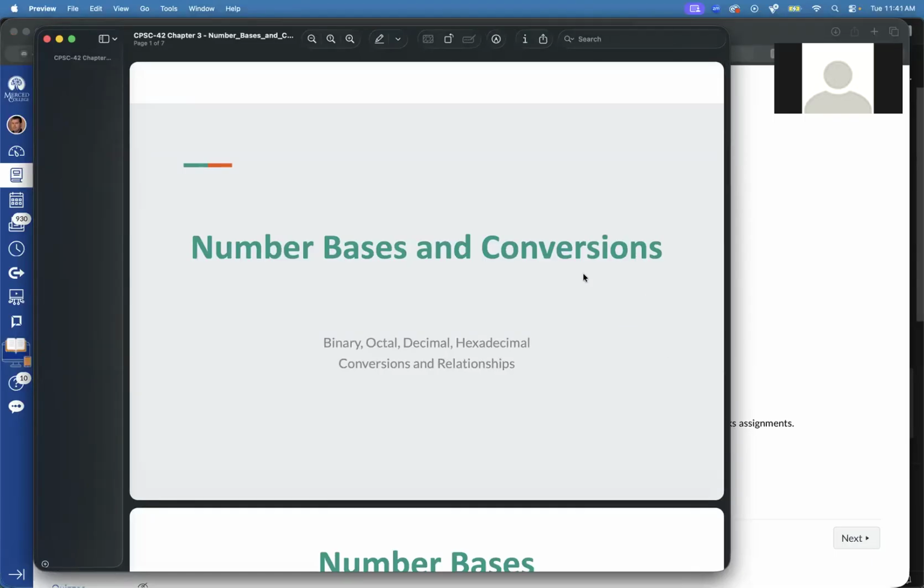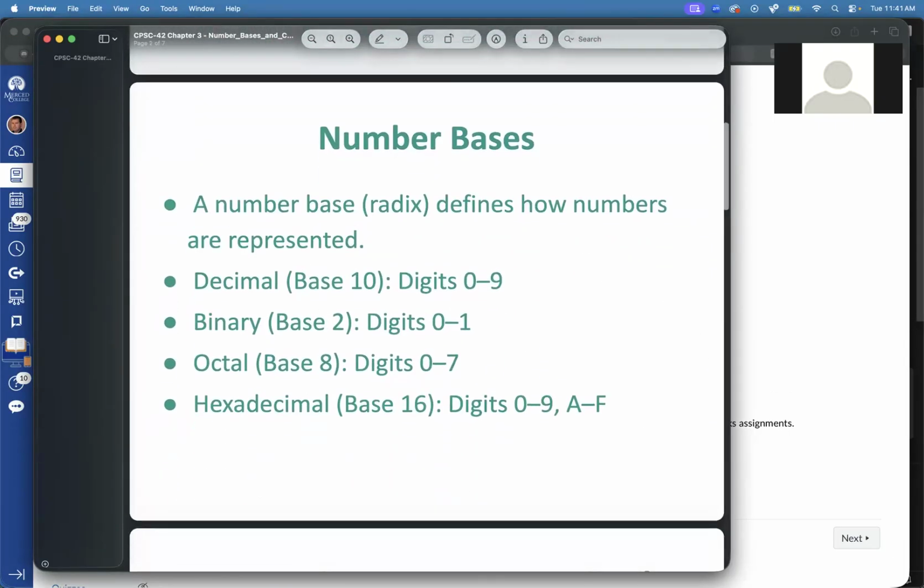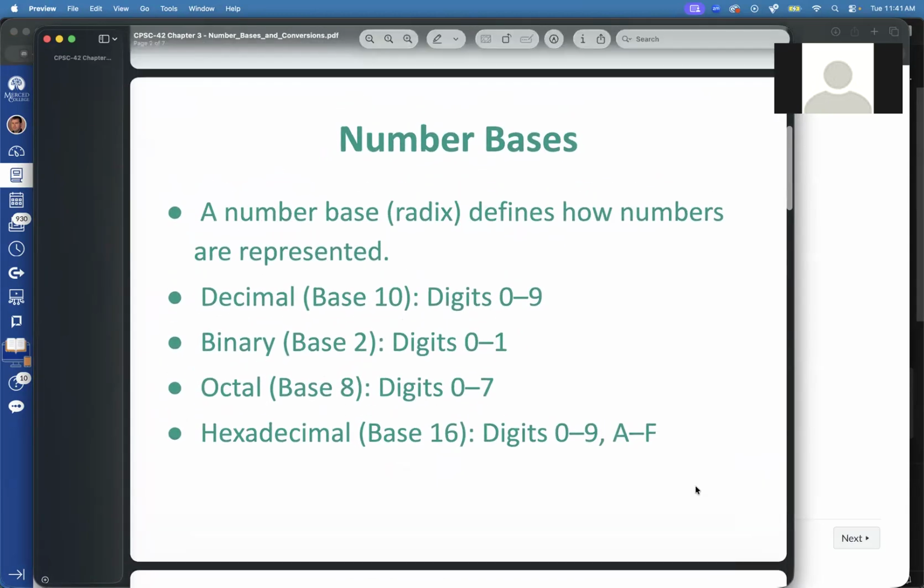So these lecture slides are going to be going over the basics of binary, octal, decimal, and hexadecimal conversions. And we've seen this a little bit, but this is to prepare you to do the SciBooks exercises. So we'll just get right into it.